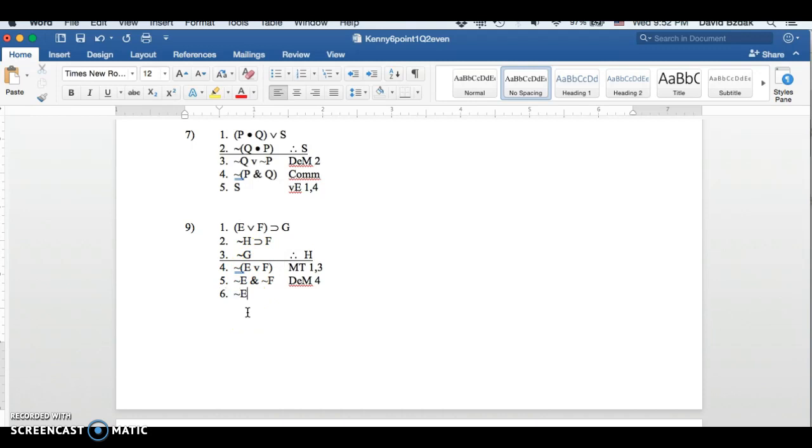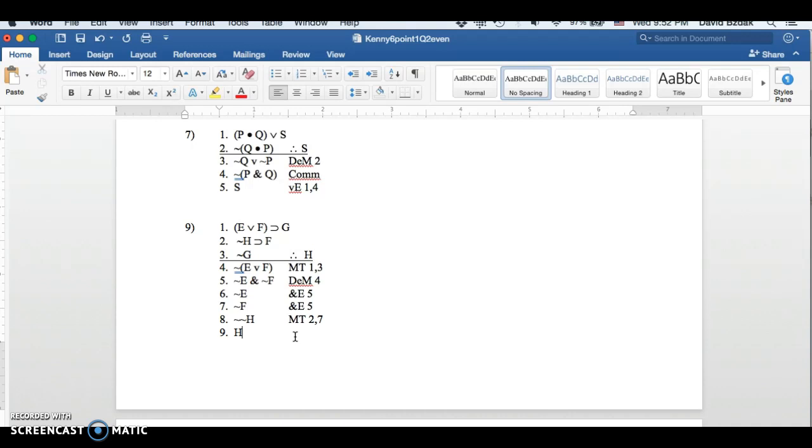We can do conjunction elimination to get each of these by themselves. All right, now we need to get H by itself. Here's not F. We can get not H by modus tollens. So modus tollens, here's a conditional. Here's the negation of the consequent. That gives us the negation of the antecedent. So since the antecedent is not H, the negation of it is not H. So that's modus tollens 2, 7.